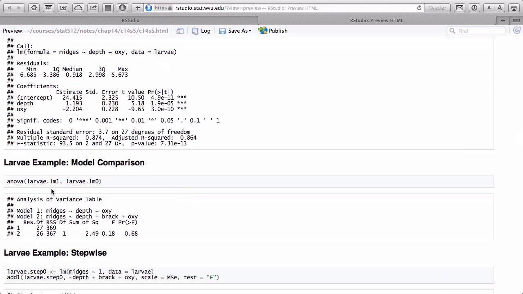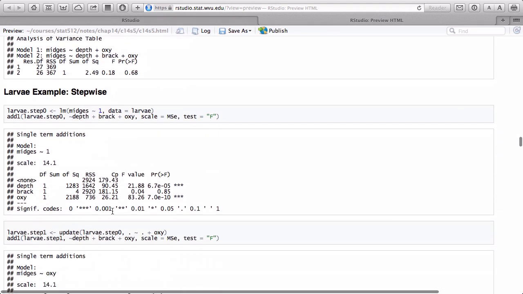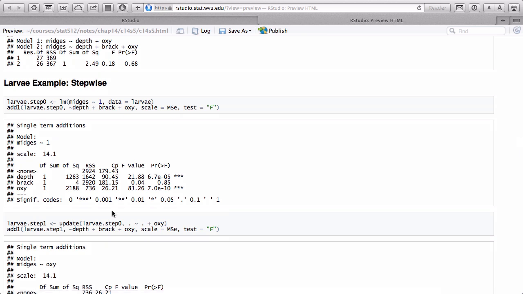Here I just did an ANOVA to compare the two models, and this just confirms what we've always done, that the effect due to midge is not significant. Okay. Any questions on that? So that was backwards elimination with a slightly bigger problem. We went from 2 predictors to 3, but at any rate, the same idea holds.